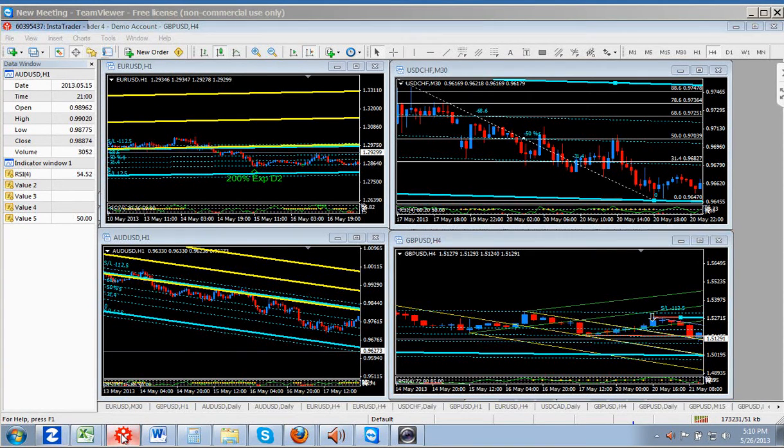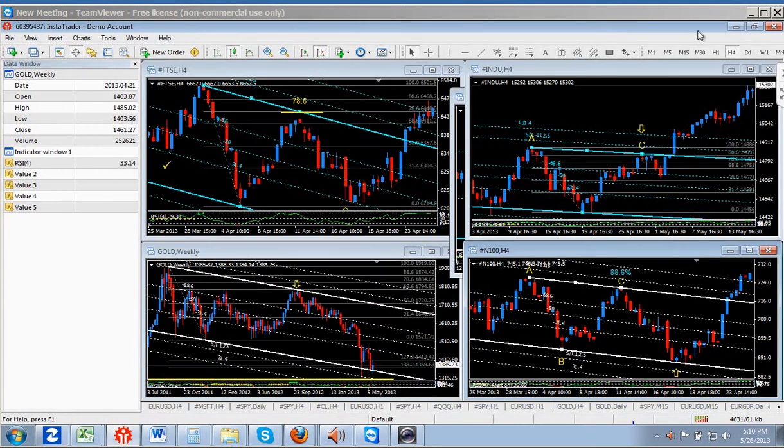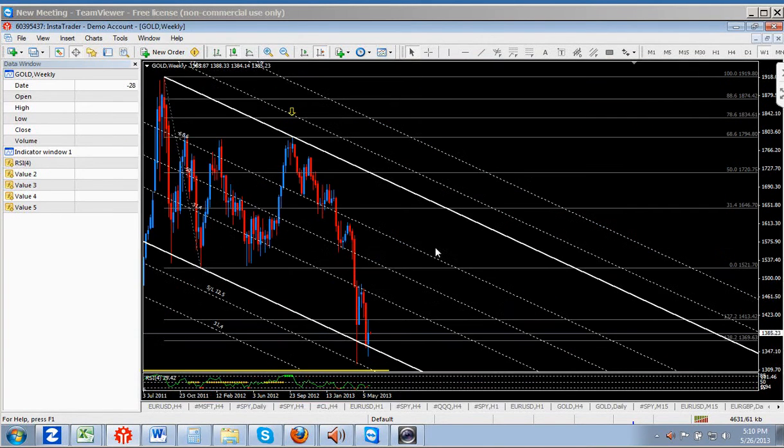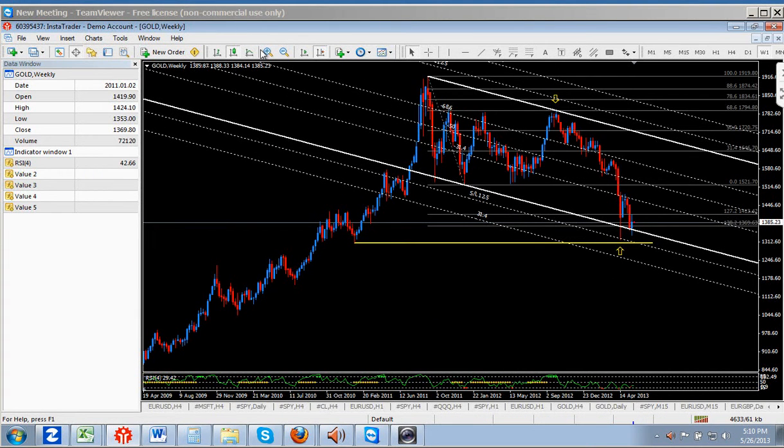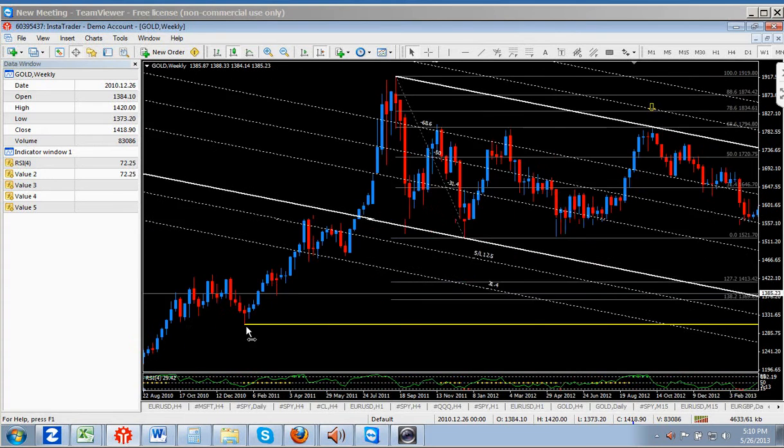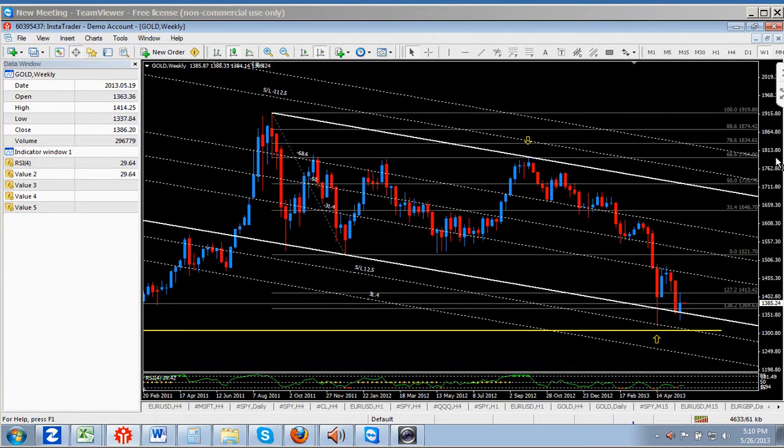Let me now demonstrate this on indices actually. Well, let's go for gold first. Here's a weekly chart of gold, and let me blow this up a little bit. Let the chart settle down so you guys can actually see it. We have a point A for September 4th of 2011. Point B is December 18th of 2011.